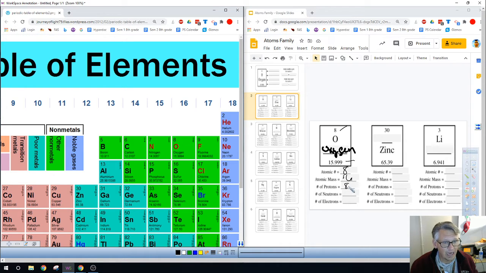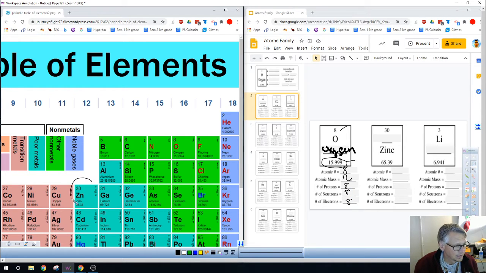So we have 8 protons, 8 electrons. Those are going to be the same in a neutral atom. And the number of neutrons, our neutrons are right here with our protons plus neutrons. So protons plus neutrons minus protons, or 16 minus 8 gives us 8. And it's not always going to be 8. The protons, neutrons, and electrons are not always going to be the same.